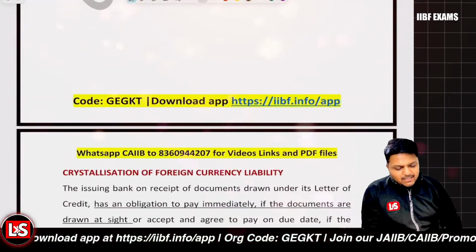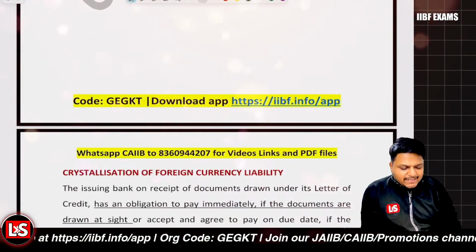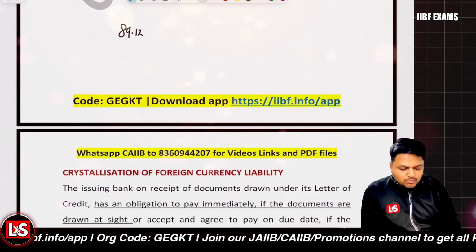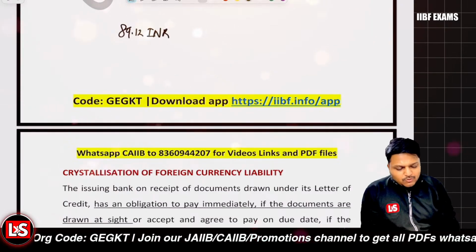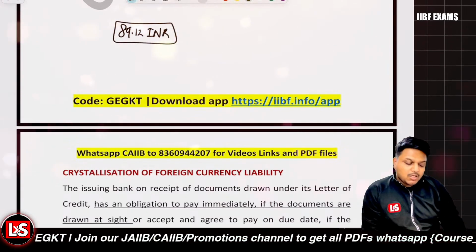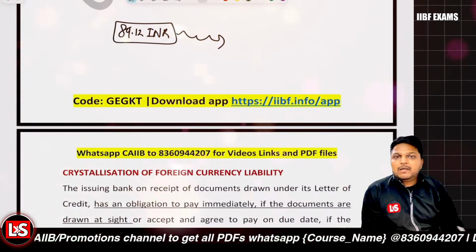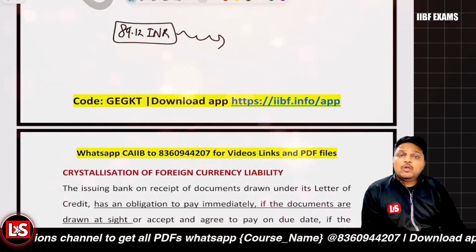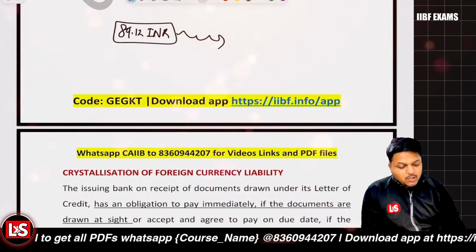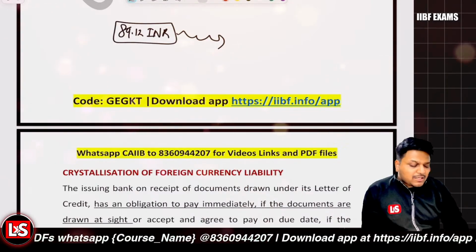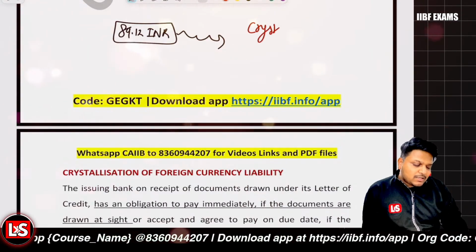Because let's say the foreign currency is priced at 89.12. 1 USD is equal to 89.12 INR, right? Now you know that this particular liability is overdue and it is to be paid, but it's not picked up and it's not paid. It's overdue. Now what will happen? You have to crystallize it.